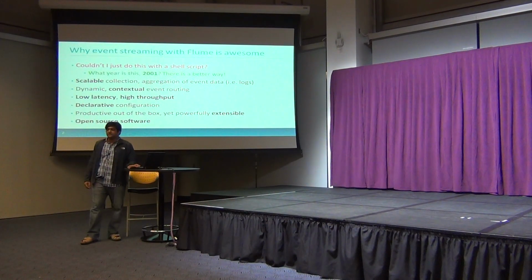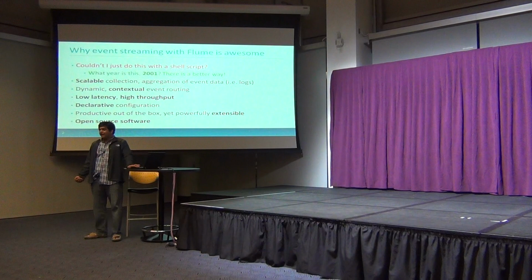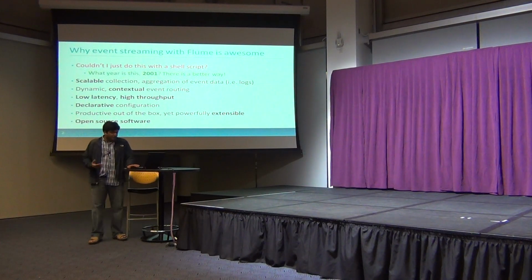Configuration is extremely easy. Java properties file, that's it. No XML, no fancy stuff. It's just a Java properties file. It's productive out of the box. That's the most important part of it. Most of what you would need is already packaged into Flume. It's highly unlikely that you would really need to write code to actually run Flume directly. And best of all, it's open source.